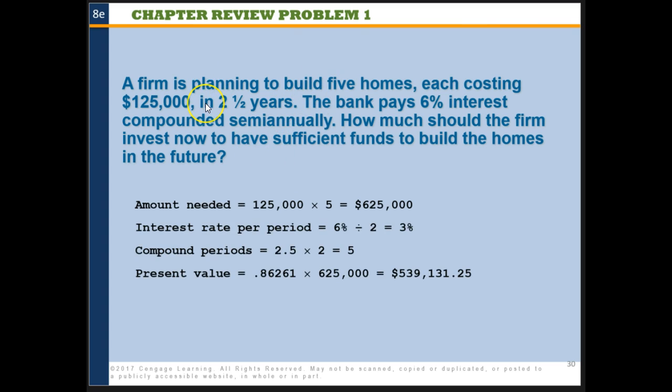So the first thing is we've got 5 homes at $125,000 each. So you need $625,000. It's a 6% interest rate over 2 periods because it's semi-annually. So that's 3%. The compound period is 2.5 years, so 2.5 times 2 is 5, because there are 2 periods per year. So for the present value, we look at the table, we get 0.86261 times 625,000, which means this firm would need to invest $539,131.25 in order to have sufficient funds to build those homes in 2.5 years.